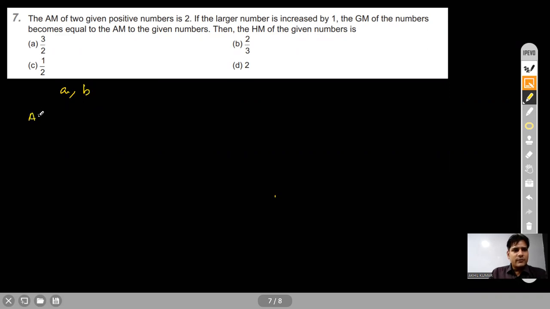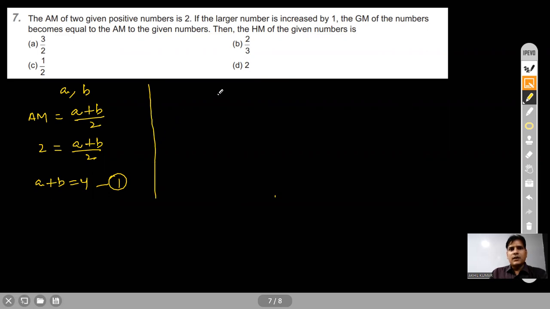So what will be the arithmetic mean of these two numbers? It will be (A plus B) by 2. And it is given to be 2. So the arithmetic mean is 2 for these two numbers, so we can write it as A plus B is equal to 4. Let's make it equation 1. Now, if the larger number is increased by 1, suppose I am taking B greater than A. Okay. So now the numbers will become A comma B plus 1. So if the larger number is increased by 1, the GM of the numbers.